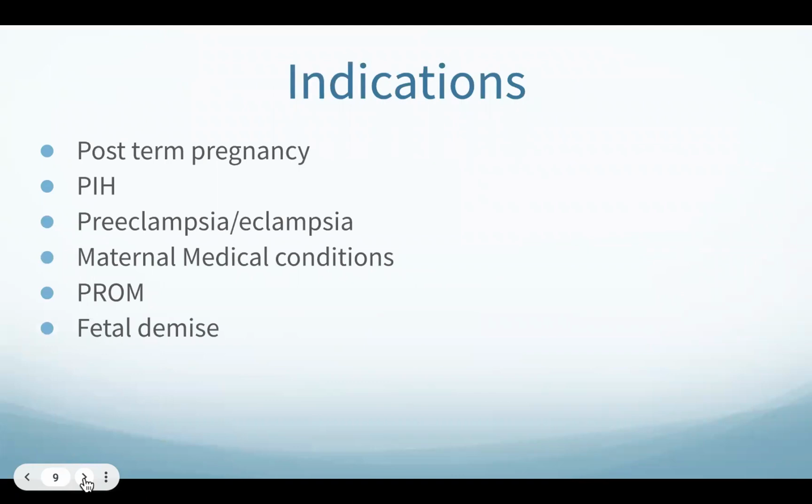Indications for induction: post-term pregnancy. This woman comes in, she's 40-plus weeks gestation. No signs of labor. She's walking around at 2 centimeters, 0 centimeters, nothing going on, maybe 3 centimeters for the past 3 weeks, right?